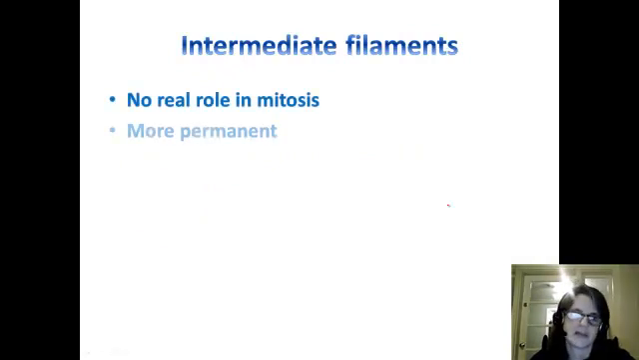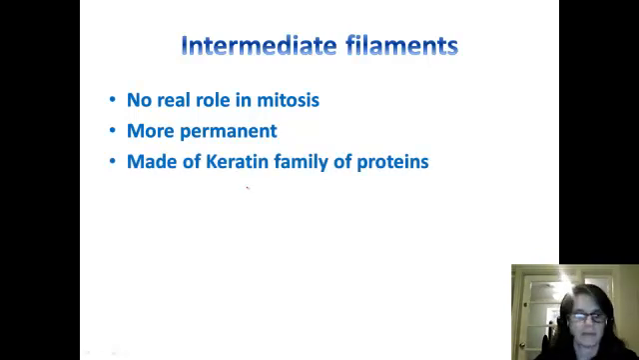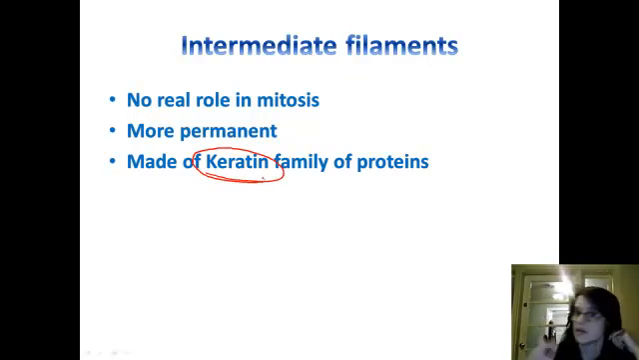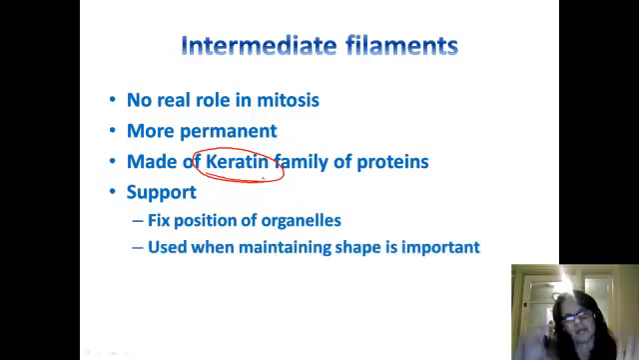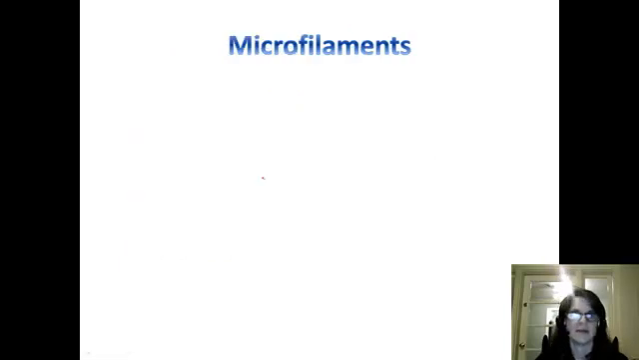And intermediate filaments are easy. They don't really do much in mitosis. In fact, they don't actually do a whole lot of activity. They're kind of permanent. They're like scaffolding, if you will. They're made out of a particular protein called keratin, which is the same stuff your skin and fingernails and hair is made out of. And it's basically a support structure. They can anchor organelles into position. When the shape is important for something, intermediate filaments can make that shape kind of a permanent thing, if you will.